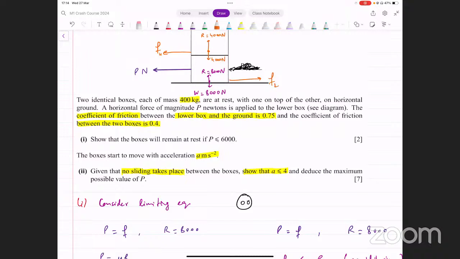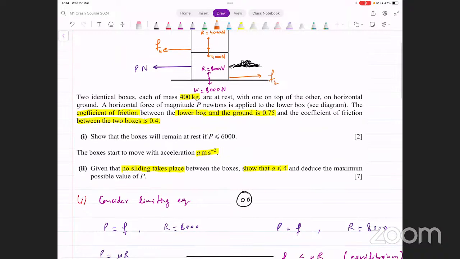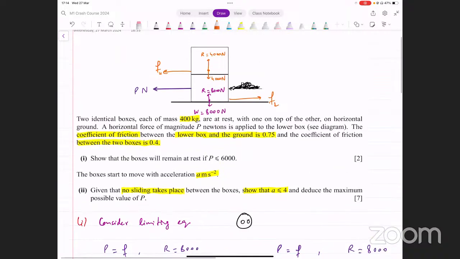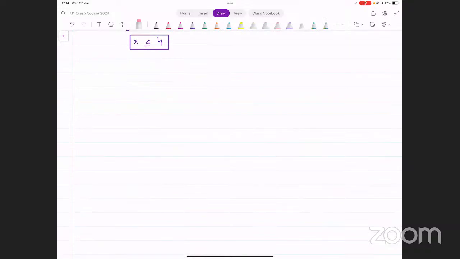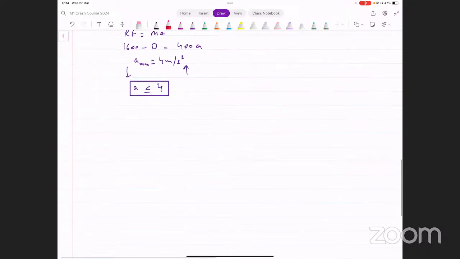Now, corresponding to this acceleration, what's the maximum possible value of P? Now we could consider this whole system, right? What is the maximum possible value of P that we can have corresponding to this acceleration? Now we could consider the whole system, or you could say the lower box and the ground. Earlier we considered between boxes. Now we could consider the lower box and ground. Let's consider these two now.